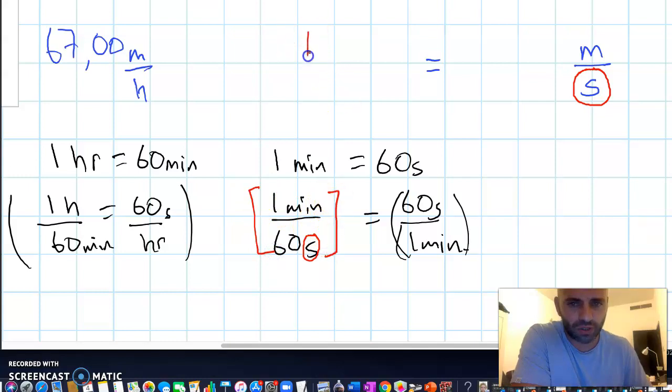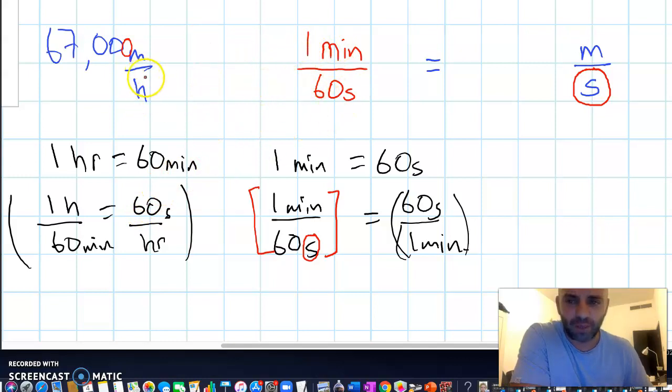So I'm going to write this one here, 1 minute divided by 60 seconds. And nothing is going to cancel here because I've got meters. That should be 67,000, sorry. That should be meters per hour. So these units are not going to cancel out at all. So I need to have another conversion factor in here somewhere, and I need to basically get rid of the minutes and the hours.